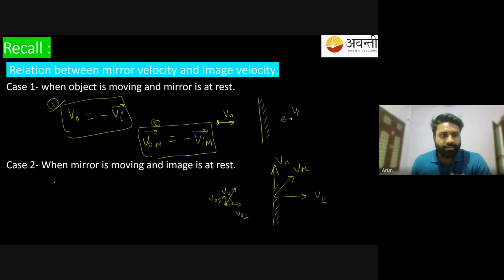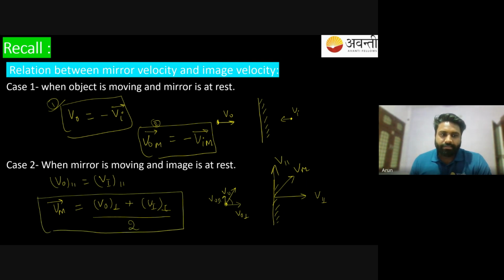So we would know that the velocity of the object parallel is always equal to the velocity of the image parallel. And what is the relation that we have learned yesterday for the perpendicular velocities? That the velocity of the mirror is the arithmetic mean of the velocity of object perpendicular plus the velocity of image perpendicular, divided by 2. This is all we have learned yesterday.